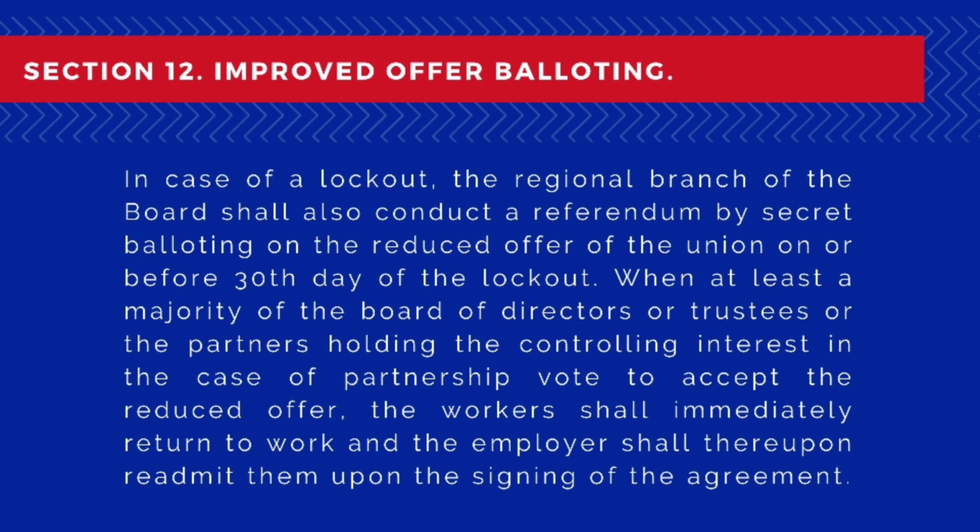In case of a lockout, the regional branch of the Board shall also conduct a referendum, by secret balloting on the reduced offer of the union, on or before the 30th day of the lockout. When at least a majority of the board of directors or trustees, or the partners holding the controlling interest in the case of partnership, vote to accept the reduced offer, the workers shall immediately return to work, and the employer shall thereupon readmit them upon the signing of the agreement.